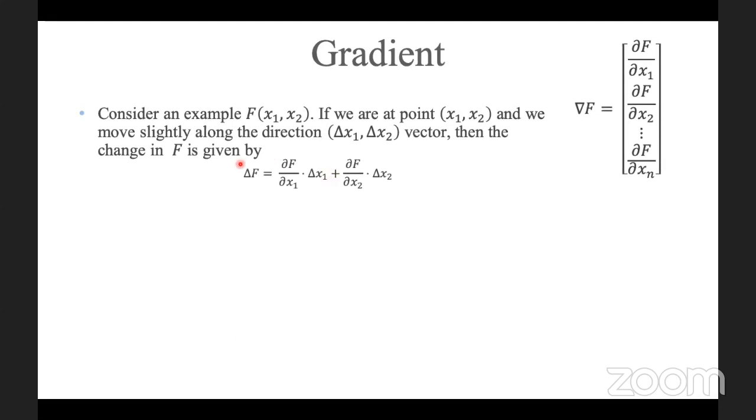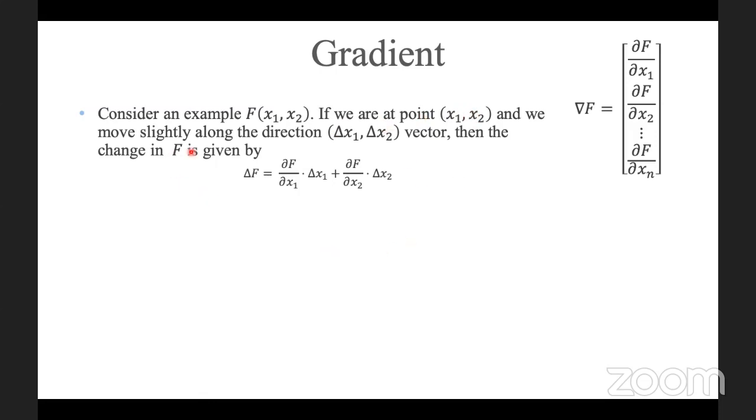Now look at this formula here. You have a function f(x1, x2). It's dependent upon two variables, and you are at a point (x1, x2), and you move slightly in the direction (delta x1, delta x2). So this is a vector which is telling you how much you move. So the new position will be (x1 + delta x1, x2 + delta x2).